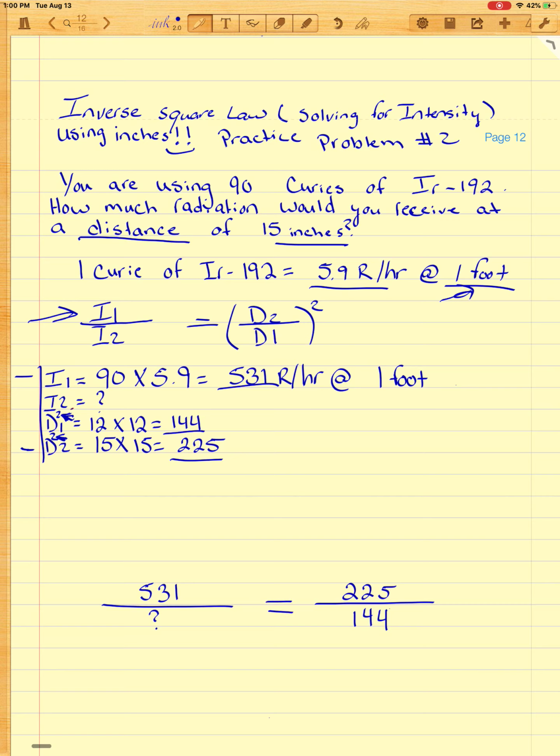So we're going to be using the cross, multiply, and divide method to solve this. Now again, my objective here is not to teach you math, it's simply just to teach you the easiest and quickest way to get the right answer. So we're going to cross multiply 531 times 144, and that will give us 76,464. Now we're going to divide that by 225, and that will give us 339.8.